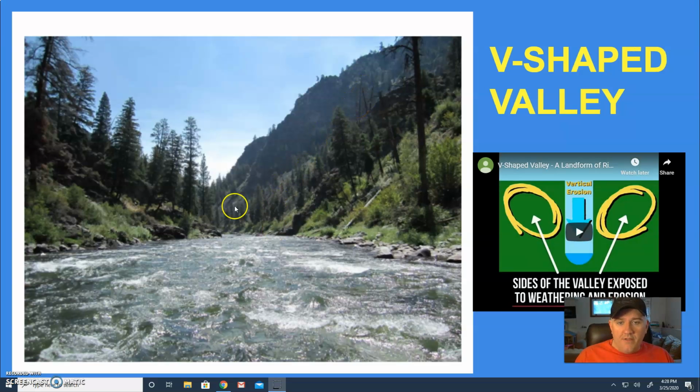Here we can see the V-shaped valley in this picture. It's not as defined as before, but we have the very steep sides of the valley moving across the landscape and the water moving down the middle.